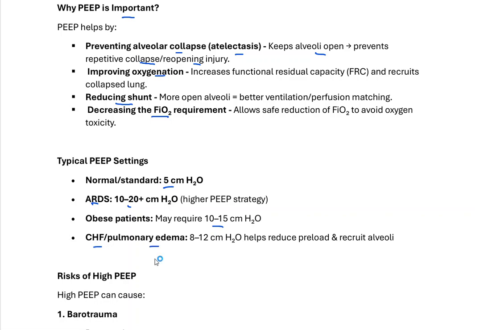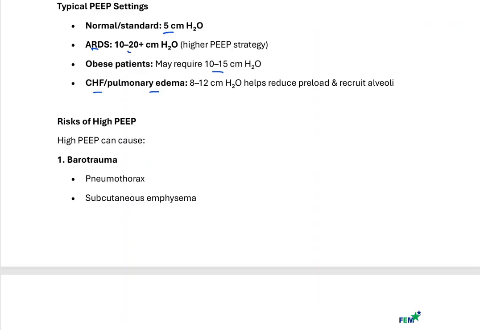Because as you know, PEEP will increase the intrathoracic pressure, and that will help to decrease the preload, and that will help with the pulmonary edema. And PEEP also decreases afterload. So PEEP decreases both the preload and the afterload, right? And that will also help with what? Forward flow of blood by decreasing the afterload. So what are the risks with higher PEEP, right?